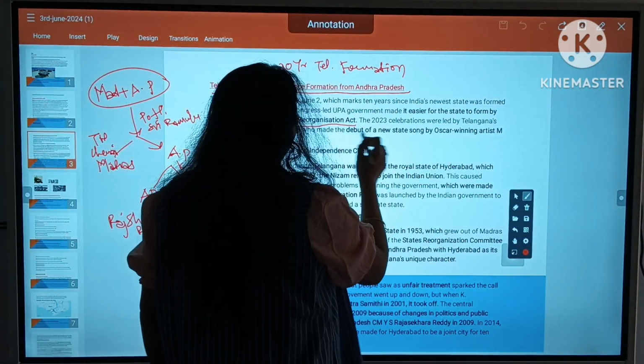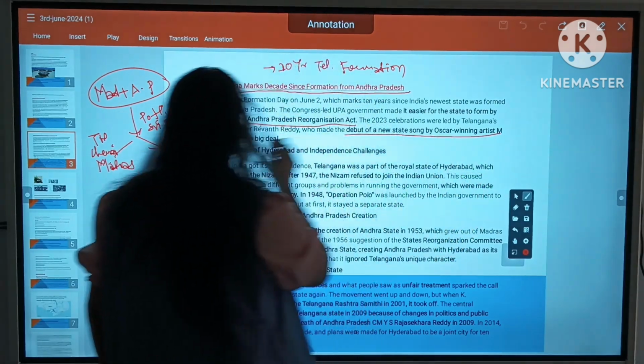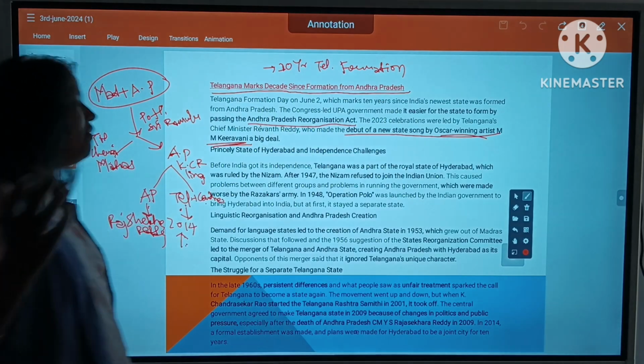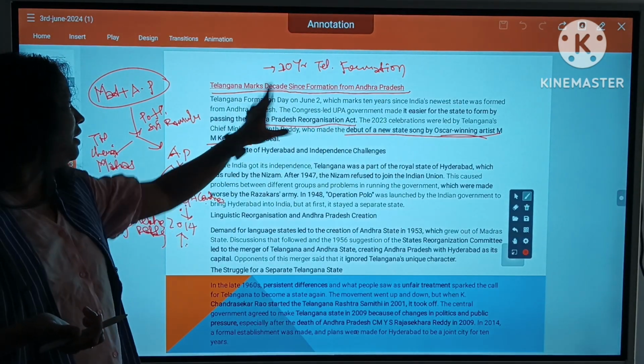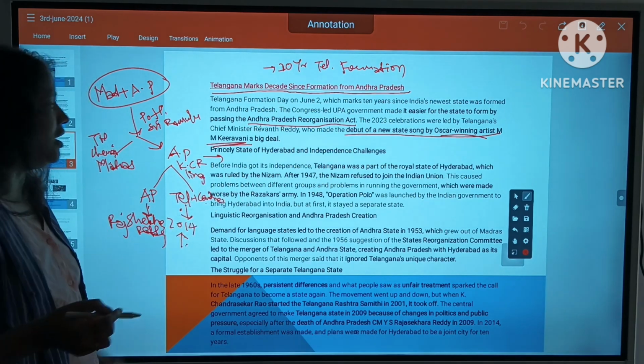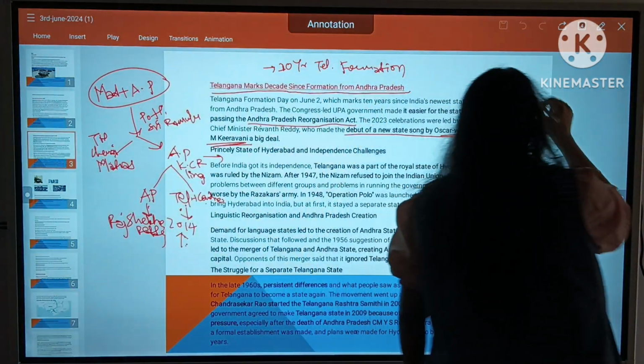Okay, and the debate of new state was sung by M.M. Keeravani. He is an Oscar-winning artist. Okay, M.M. Keeravani songs were played on Telangana formation day. So if you go deep in Telangana history, Telangana was under Nizams.